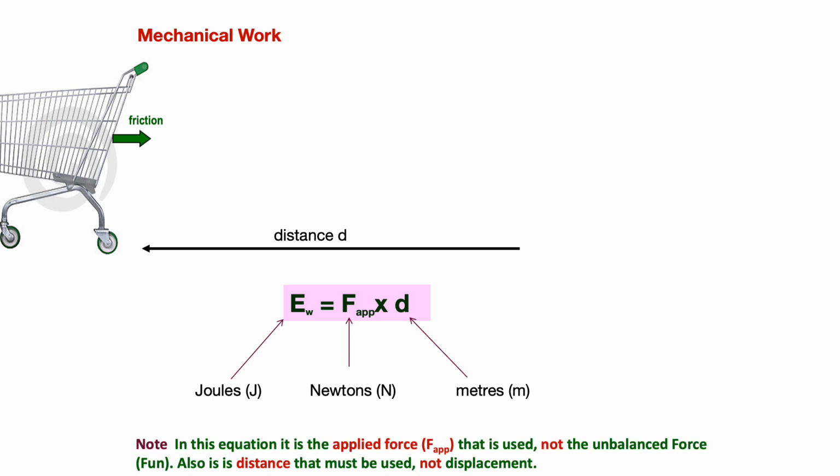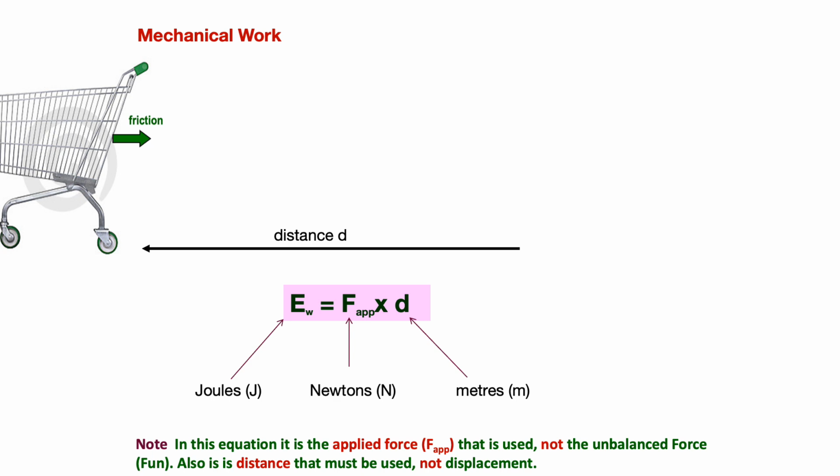Two things to note. In this equation, it is the applied force that we're using, not the unbalanced force. Notice that friction doesn't come into the equation at all. We don't actually need to know how big the friction is. All we need to know is how big the applied force is, and we're going to assume that it's constant. Second thing to note, it's the distance moved, d, in meters, not the displacement.